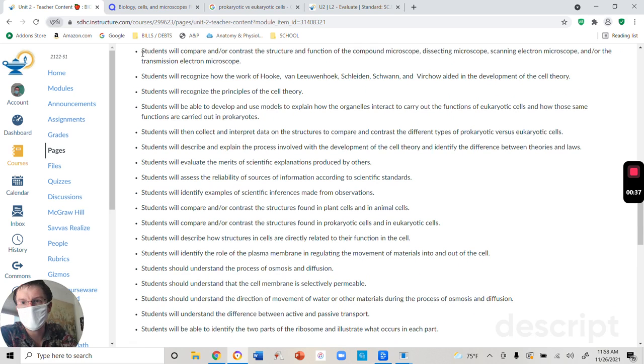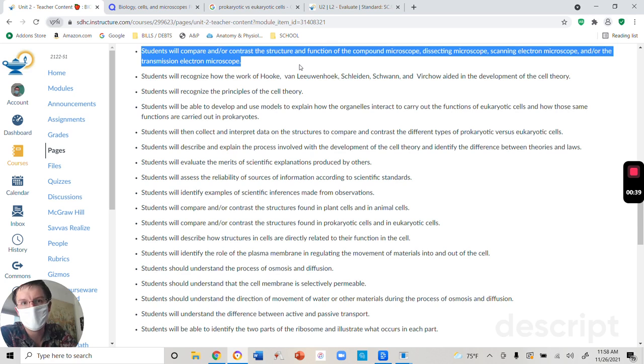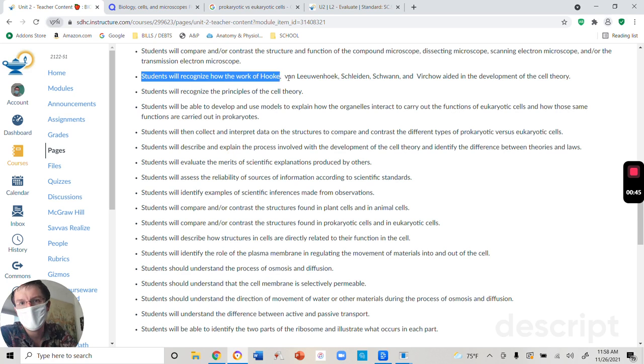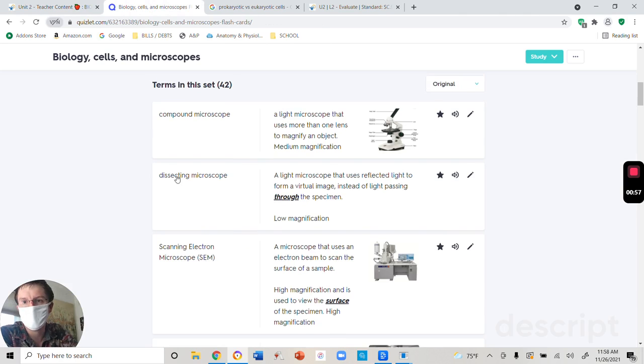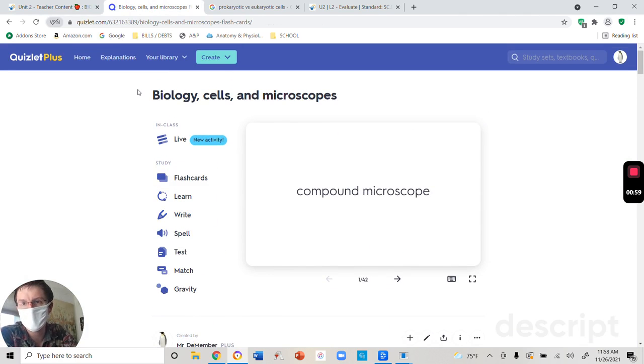So students will compare and contrast these types of microscopes. We've got a compound, a dissecting, a scanning, and a transmission. And then, personally I don't agree with remembering the names of dead dudes, but whatever. That's up to the county. I have it all prepared in these flashcards I made for you guys. The flashcards for this unit are Biology, Cells, and Microscopes.